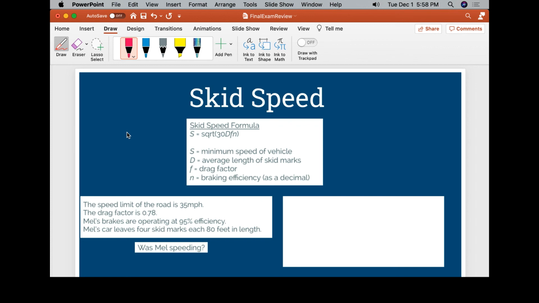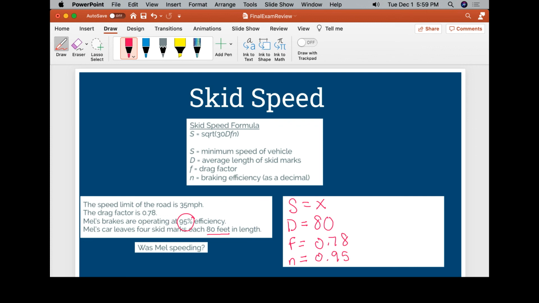So this one we don't know. S is a question mark for now, so S would be our X basically. All right, D is the average length of skid marks. So they gave us the answer here. The average length of skid marks is 80 feet. F is the drag factor, which they did give us, at 0.78. And then N is the braking efficiency as a decimal. This they gave us as well, 95% efficiency. So as a decimal, that would be 0.95.